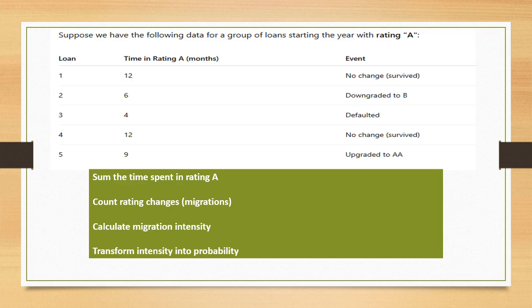So what we do is we sum the time spent in rating A, count rating changes, which is the migration that has happened, calculate the migration intensity through a formula, and then finally transform intensity into probability. That is how we use the migration approach. So the migration approach also helps us to predict the probability of default.